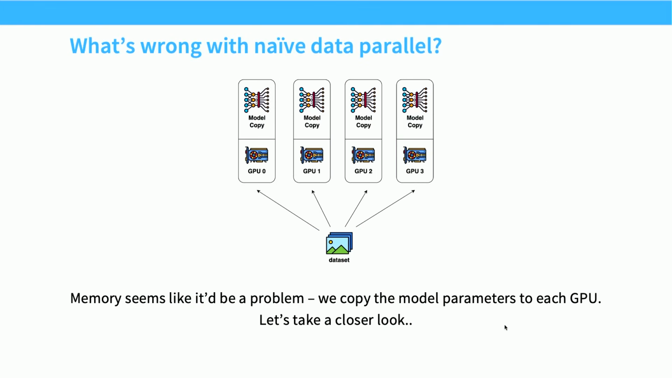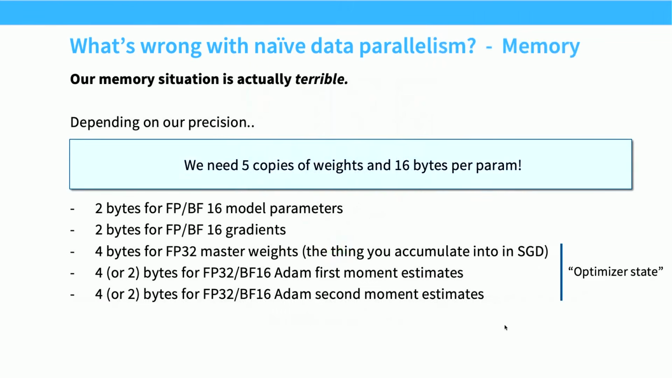So now, what is the problem? Clearly, we've addressed compute to some extent, but we have not addressed memory at all. So let's take a look at this memory problem and do a little bit of accounting. Initially, it might seem that the memory situation is bad, but it turns out our memory situation is actually just terrible. The reason is, if you do some parameter accounting, it turns out you need to store a lot of stuff.